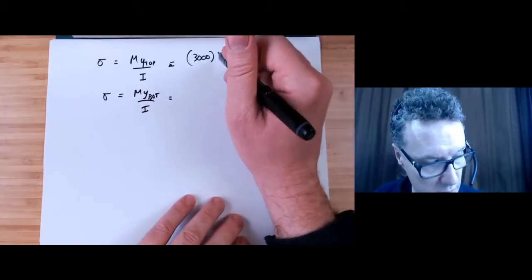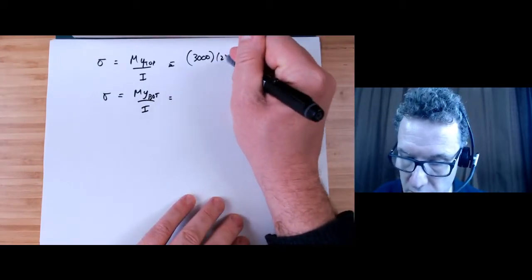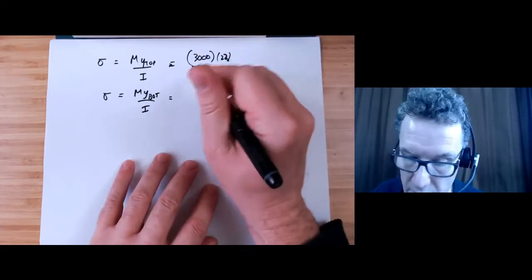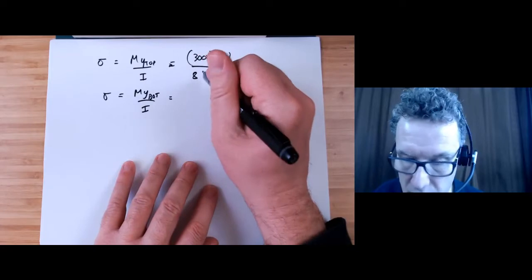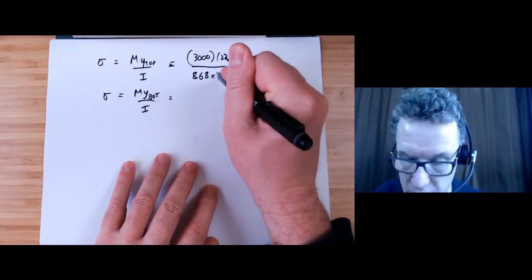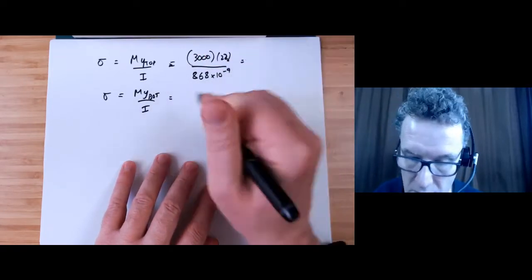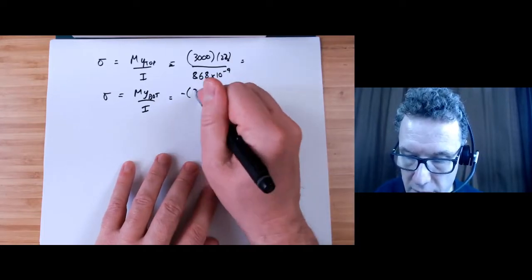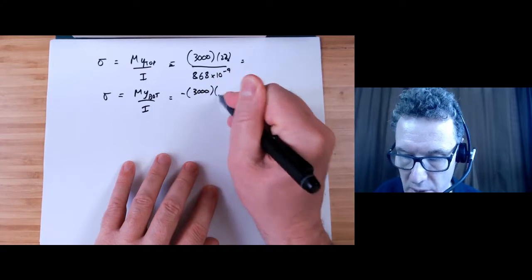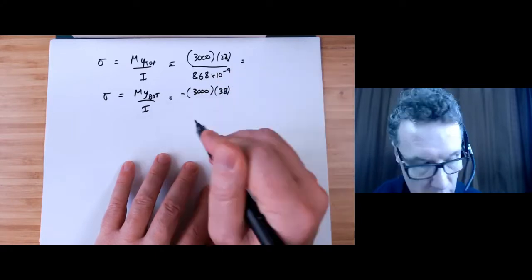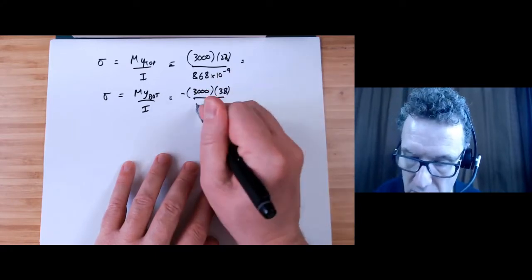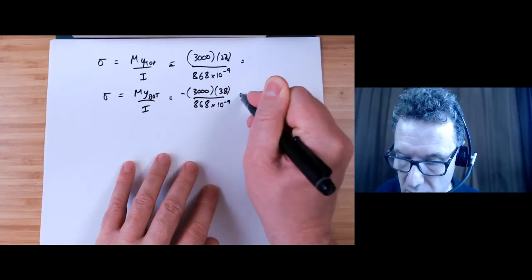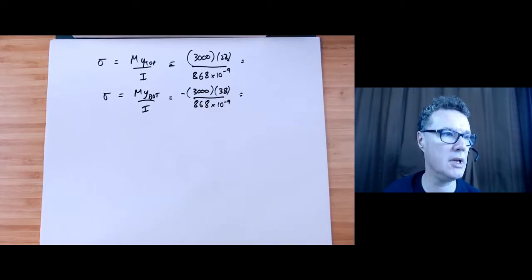So to get to the top, we need 22 millimeters, and we divide that by, working in SI units, 868 times 10 to the minus 9. And for the bottom one, I could put in a minus there, I suppose, 3,000, and that'll be 38, divided by 868 times 10 to the minus 9. So stick those values in your calculator.